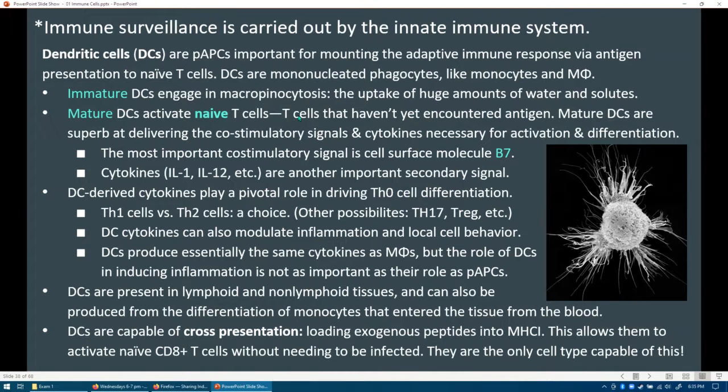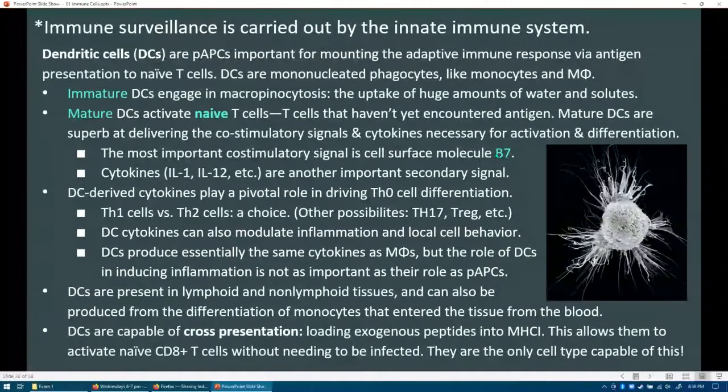And in response to being presented with an antigen, a T cell is going to turn into an effector T cell that produces cytokines or can really efficiently kill cells. So T cells are really what's going to whip the immune system into shape and fight off the infection as best as possible. Okay, so mature dendritic cells are very superb also at delivering the co-stimulatory signals and the cytokines that are necessary for activating and causing the differentiation of T cells.